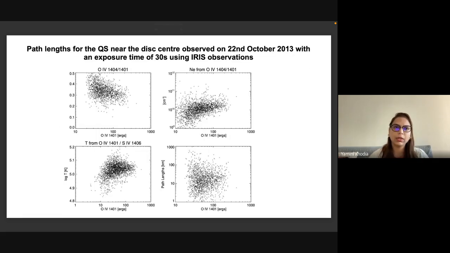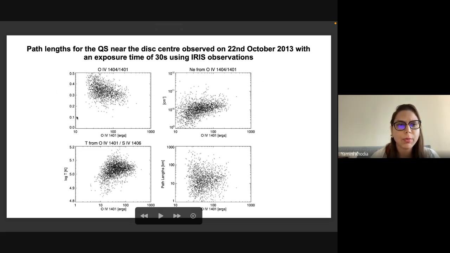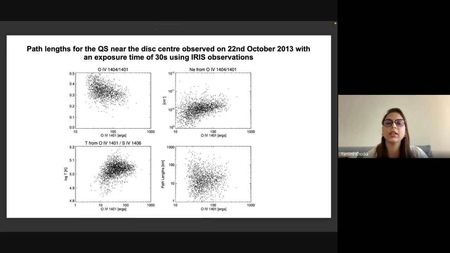So we calculate the path length from the disk center observations that I showed for the non-thermal velocity calculations. We see that the oxygen IV ratio for the particular quiet Sun observation from IRIS has values ranging from 0.1 to 0.5, and the corresponding density shows a typical value of 10 raised to power 10, which is generally the typical value of the density in the quiet Sun of the transition region.